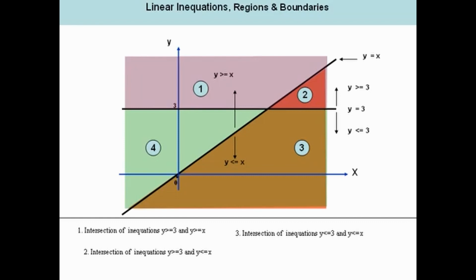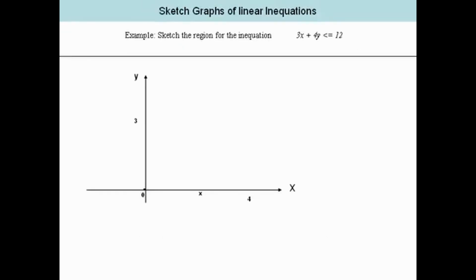Similarly for region number 4, we note that region number 4 is below the line y is equal to 3, but it is above the line y is equal to x. That is simply how we arrive at an overlapping region and boundaries. We will be applying some of these concepts in our next exercise. So let's just get to it.